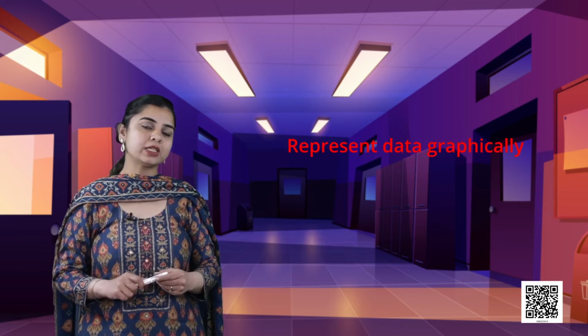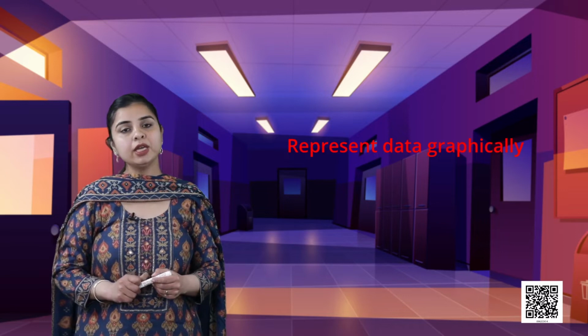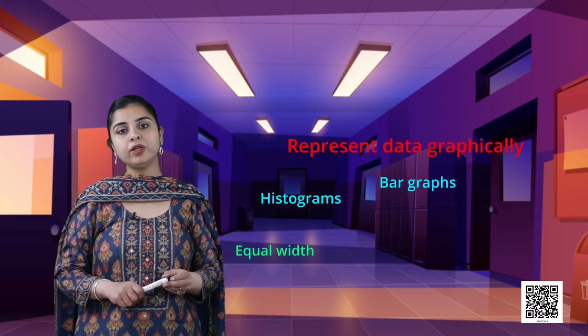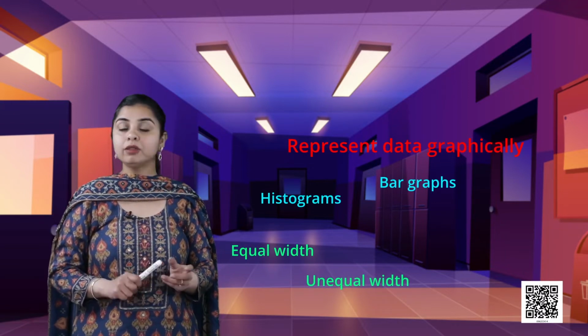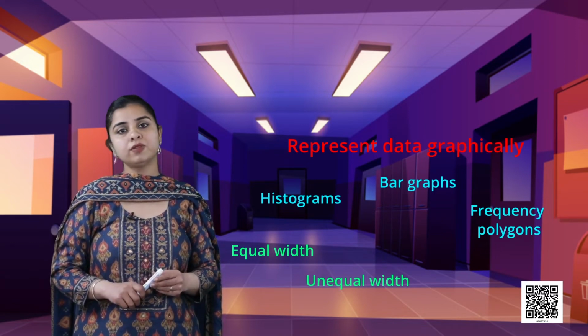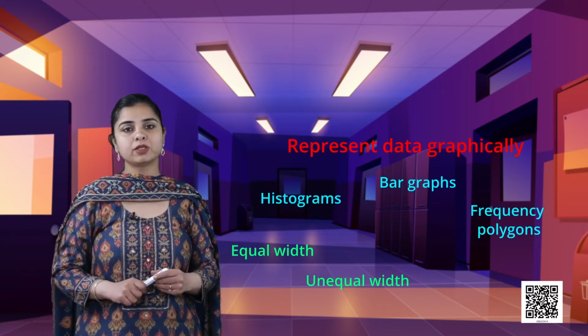So children, so far we have done how we can collect data. We have also done how we can present data in grouped or ungrouped frequency distribution table. Now we are going to learn how to represent this data graphically. Children, there are three ways of representing data graphically, that is with the help of bar graphs, with the help of histograms, that is of equal width as well as of unequal width, and third is with the help of frequency polygons. Children, we have already done bar graphs and histograms in lower classes. Let us quickly recapitulate them with a few examples.